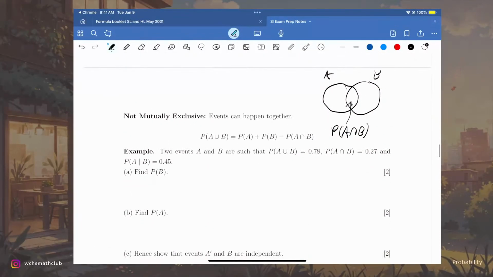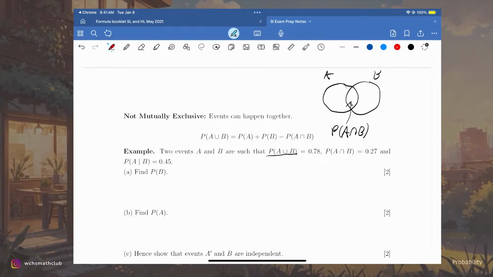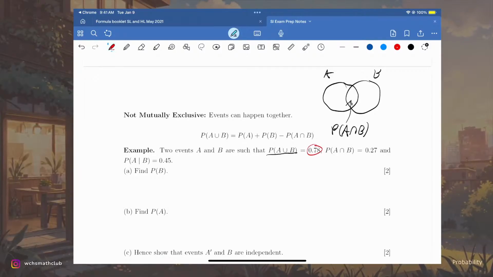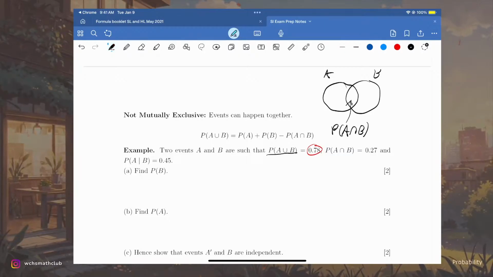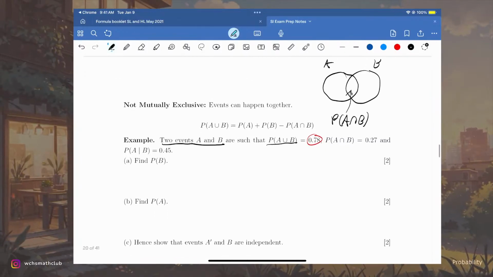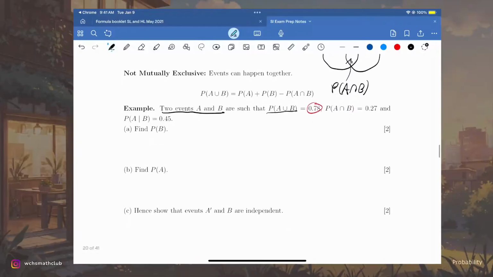I'm just going to read out this question real quick. Two events A and B are such that P of A union B, where the union symbol means either A or B happens, is equal to 0.78. P of A intersect B is equal to 0.27. And the probability of A given B is 0.45. The most important thing to do first, if there's only two events, A and B, is to draw the Venn diagram out, because this is extremely helpful in visualizing how you should proceed with a problem.